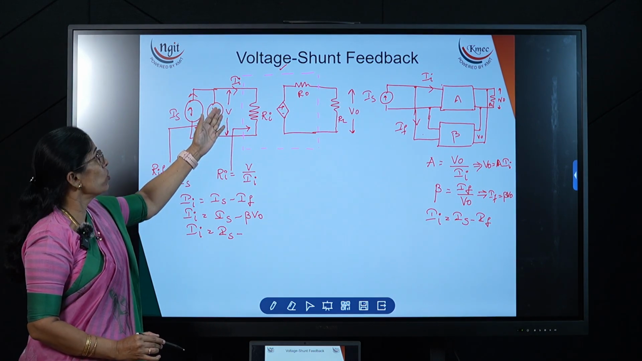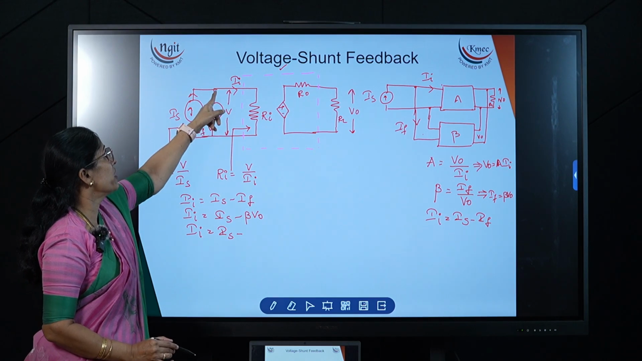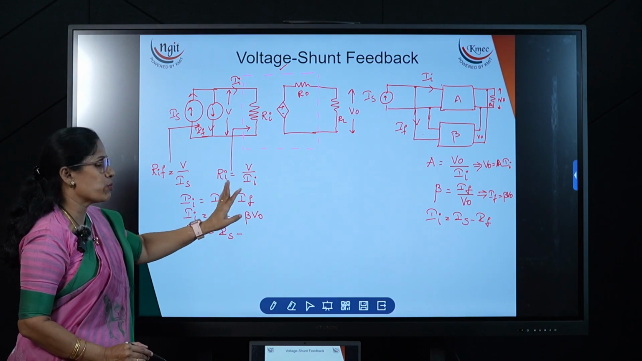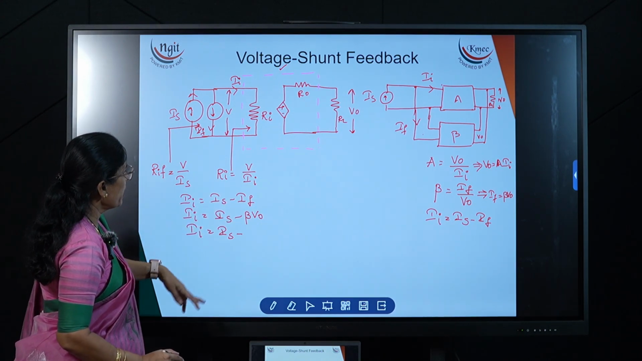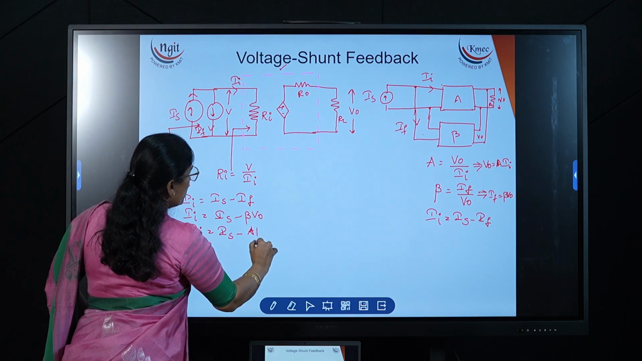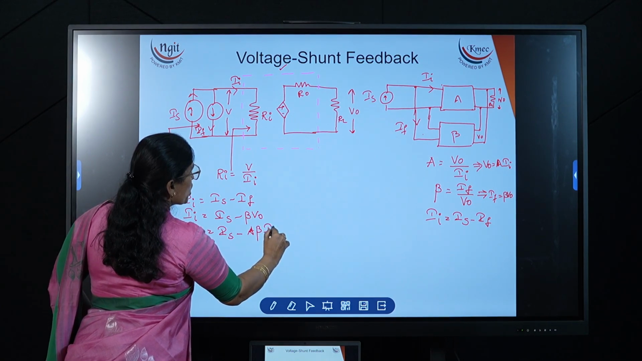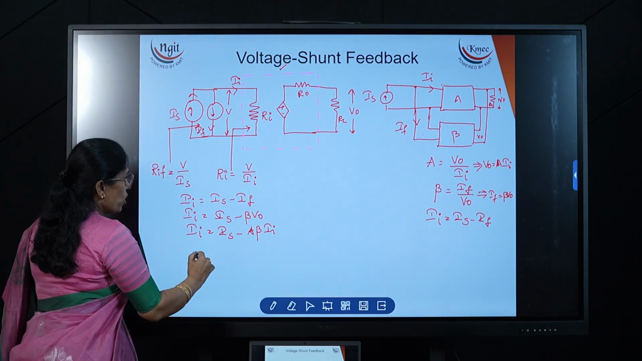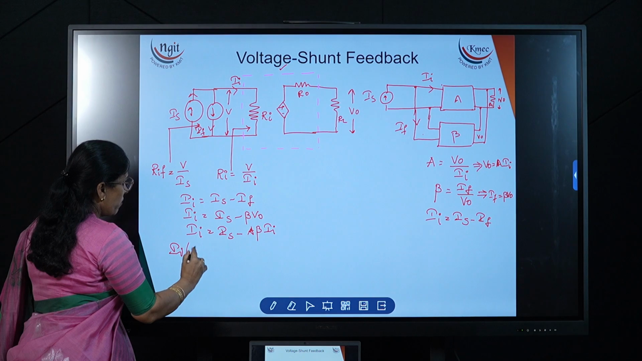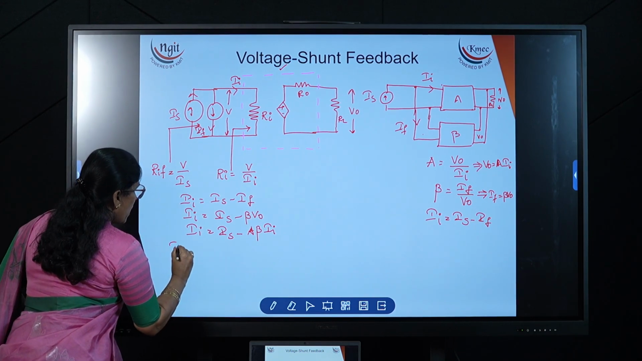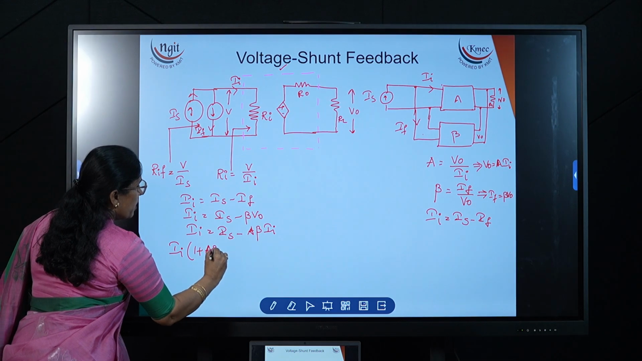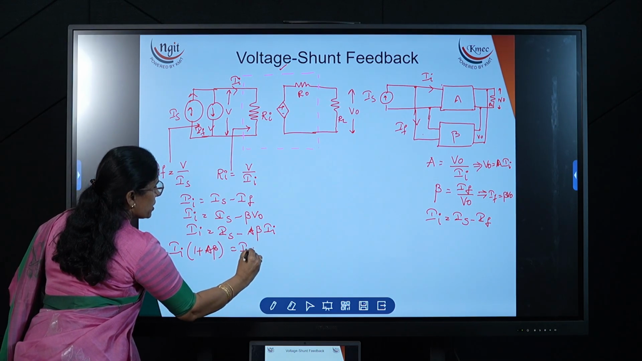So it is node. If you apply the KCL at this node, entering currents is equal to leaving currents. Like that also you can write this expression. Now II is equal to IS minus A beta II. Now from the first expression, II terms you write together and take out II, then we will get II of 1 plus A beta is equal to IS.